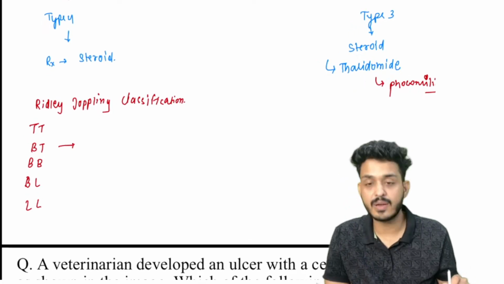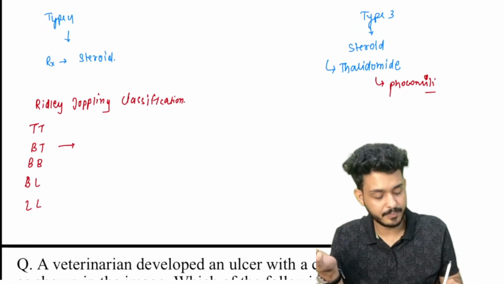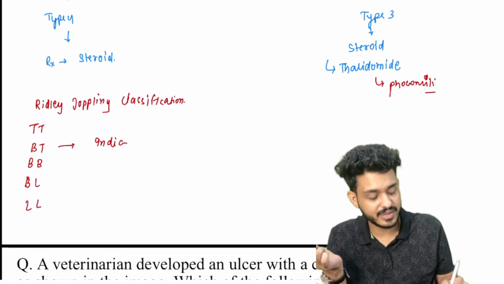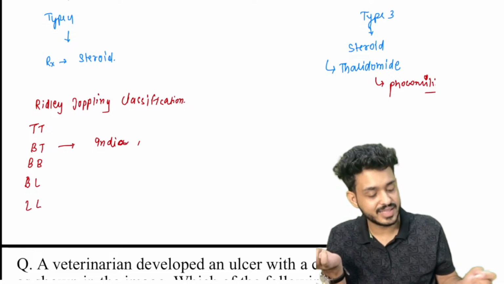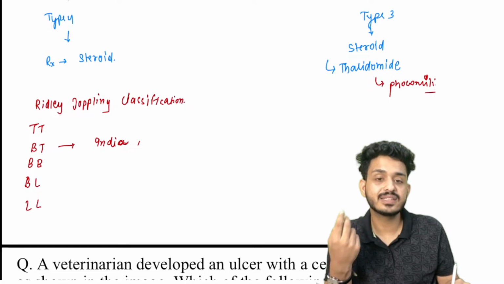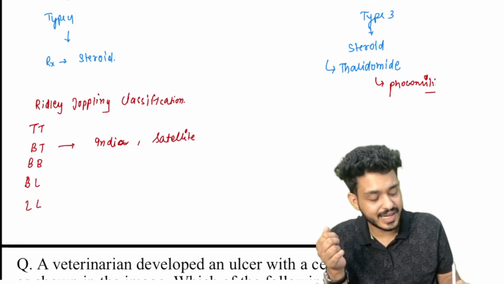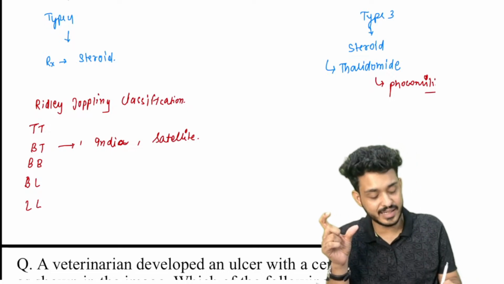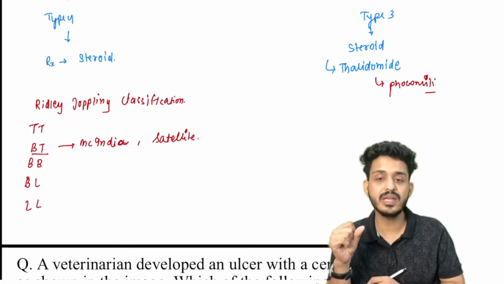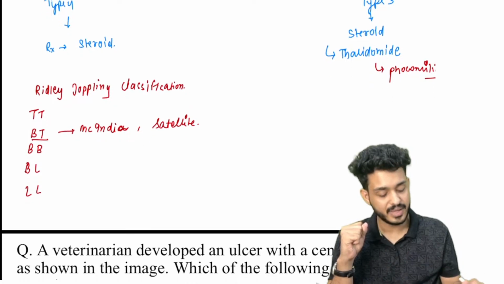So BT type of leprosy. Who gives BT? People in India will be giving BT, right? Second thing, who launched the satellite? We have recently launched a satellite, remember? So satellite lesions are most common in India. If they ask you, your answer will be BT type of leprosy.